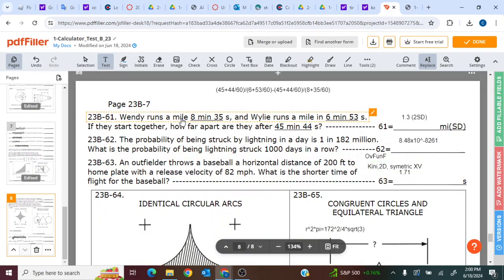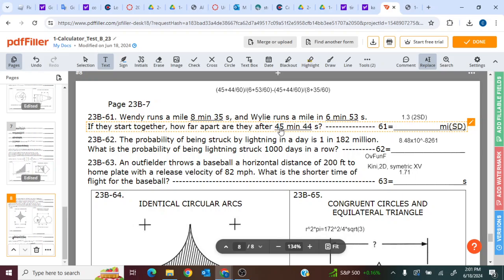61. Wendy runs a mile in that time. Wiley runs a mile in that time. They start together. How far apart are they after this amount of time? Well, the distance traveled is equal to the time over the speed of a function.